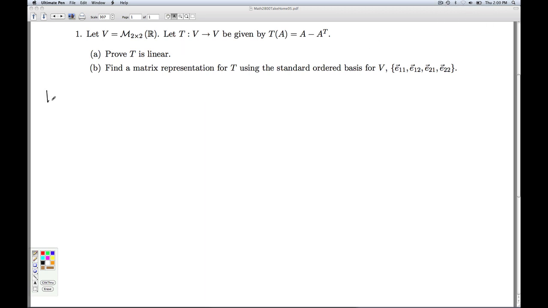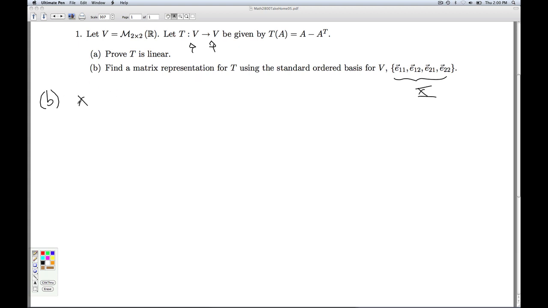All right, in part B, we're asked to find a matrix representation for T using the standard ordered basis. I'm going to call this standard ordered basis X. As we mentioned in class, there are infinitely many matrix representations for any given linear transformation from a finite dimensional vector space to another finite dimensional vector space. So I'm just going to find the matrix representation with this as the basis for both the domain V and the codomain, which is also V.